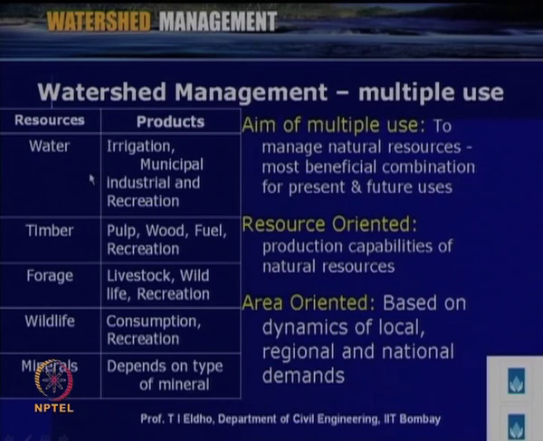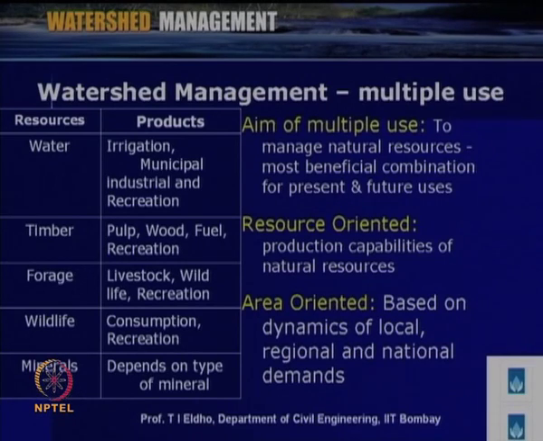So, say for example, where water is concerned, we use water for irrigation, municipal, industrial and recreation purposes. Where timber or the forest is concerned, we look for pulp production, then uses for wood, fuel and then recreation purposes. Where forage is concerned, we will be looking within the perspective of livestock, wildlife, recreation. Where wildlife is concerned, it's the consumption, then its recreation and other facilities. Then where minerals are concerned, what type of mineral is available within the watershed, and what kind of uses can be there, say for example, stone or sand.